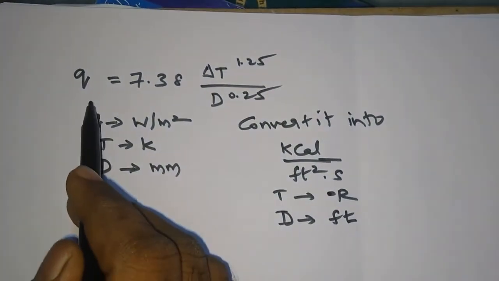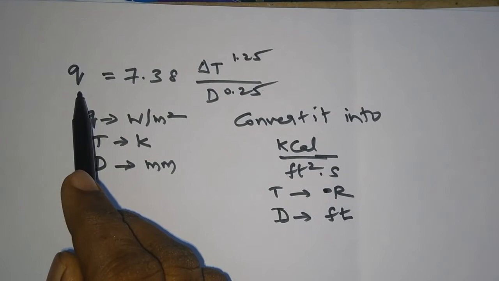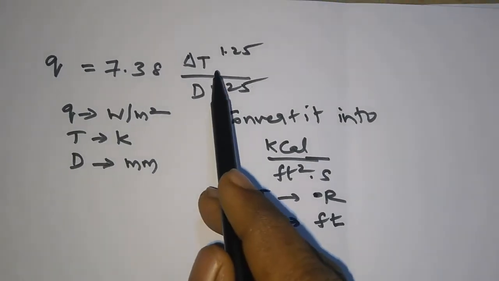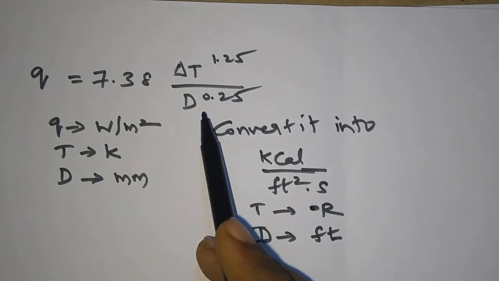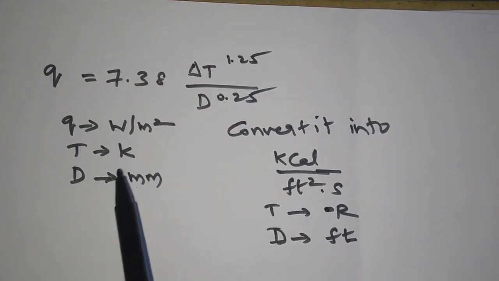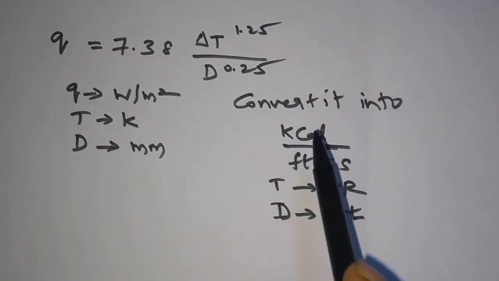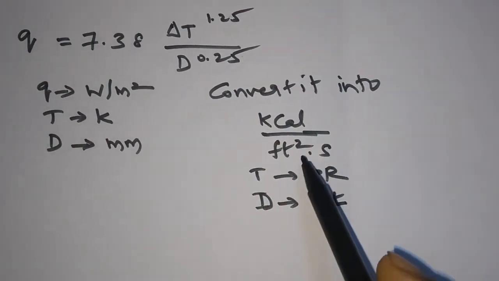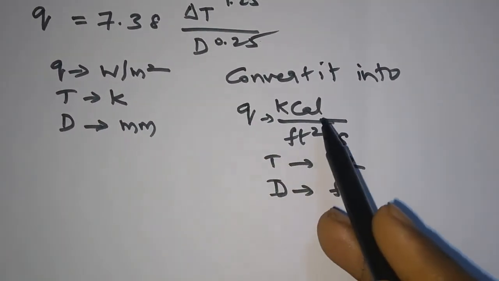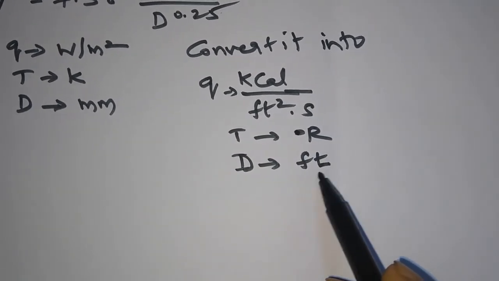The next problem is to convert the expression for heat flux from the surface of a pipe, given as Q equal to 7.38 into delta T power 1.25 D power 0.25, where Q is in watts per meter square, temperature is in Kelvin, and diameter is in mm, to be in kilocalories per feet square second, temperature has to be in Rankine, diameter has to be in feet.